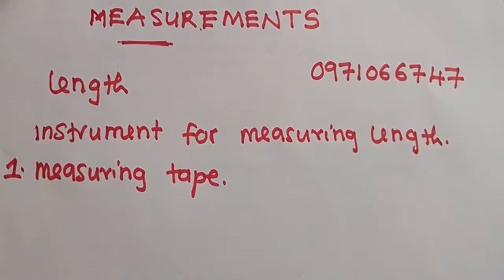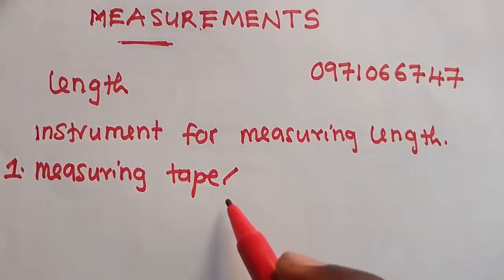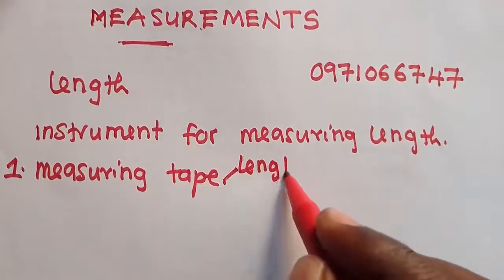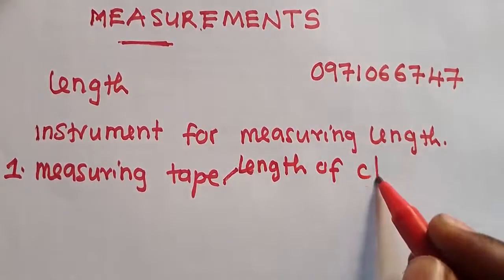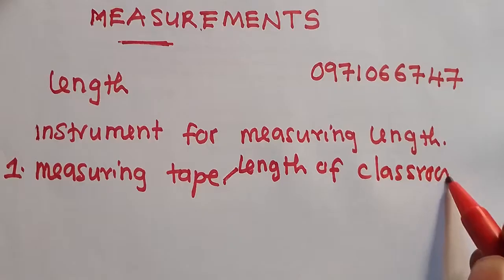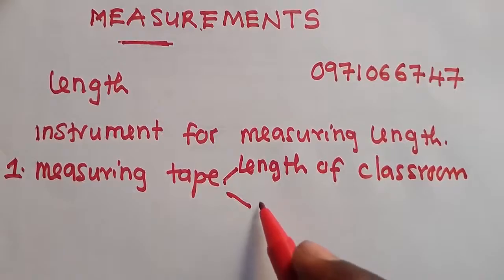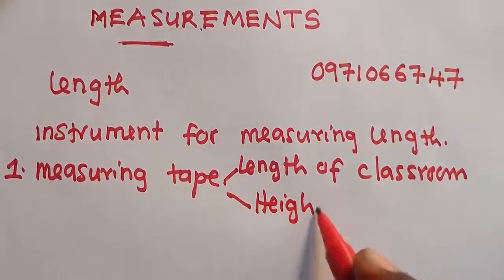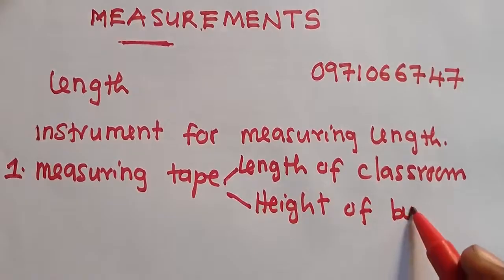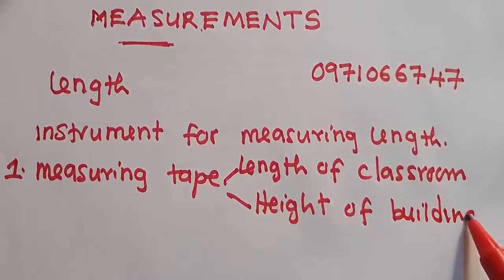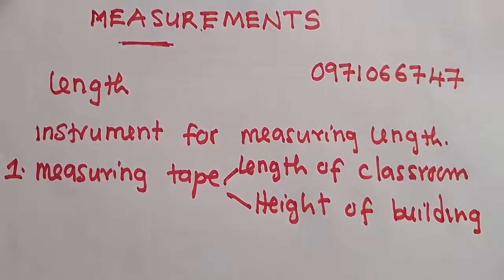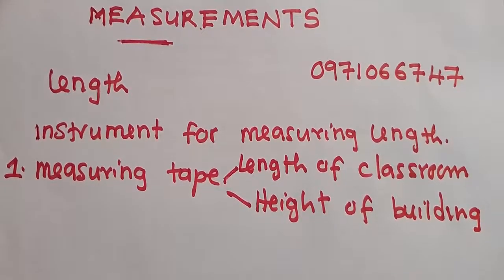Examples of objects measured by a measuring tape: you can measure the length of a classroom. We can also use a measuring tape to measure the height of a building. So these are some of the things that can be measured by a measuring tape.